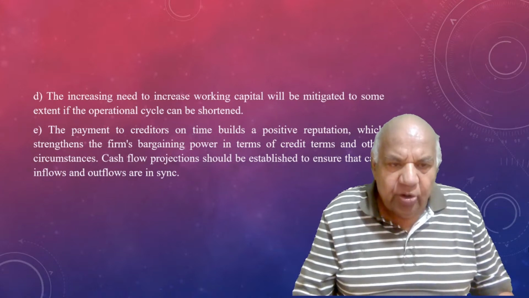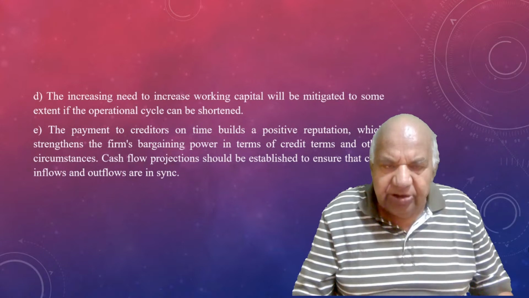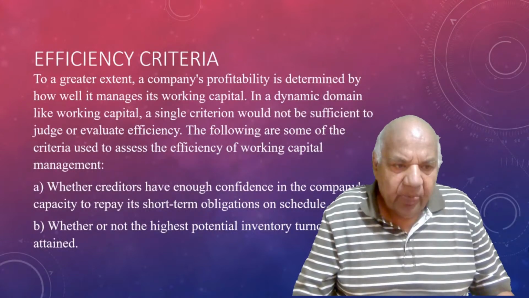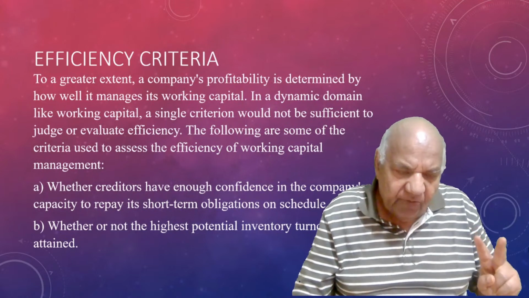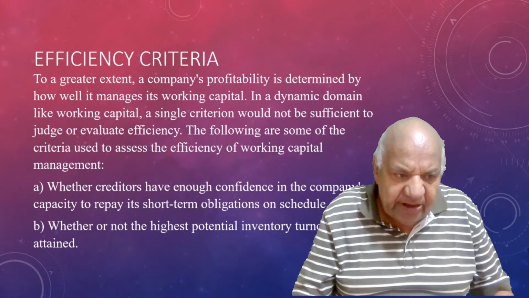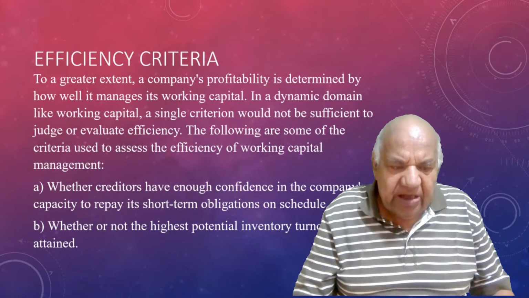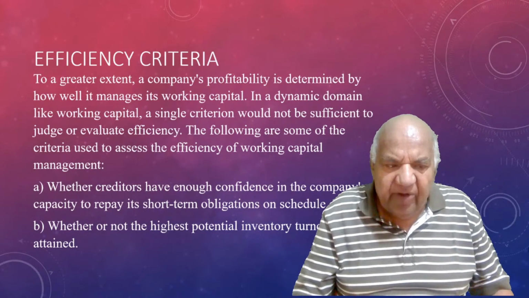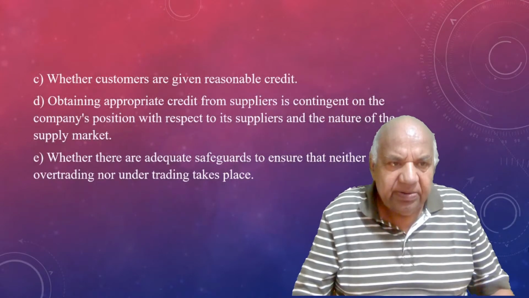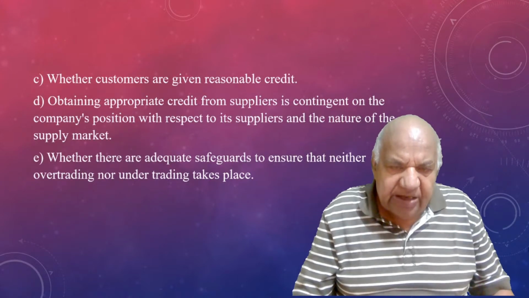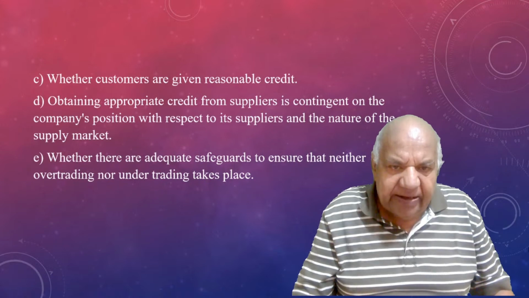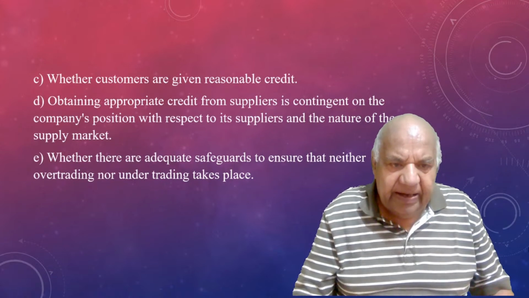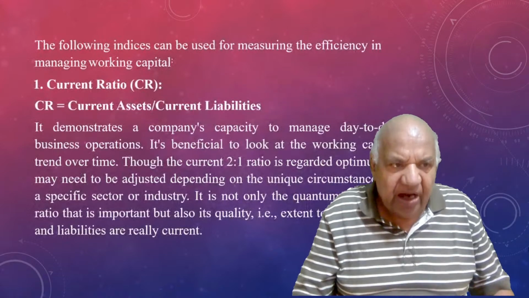The payment to creditors on time builds a positive reputation. Efficiency criteria, 2 points. Whether creditors have enough confidence in company and whether or not the highest potential inventory turnover is attained. Whether customers are given reasonable credit. Obtaining appropriate credit from supplier is contingent on company's position, and these are adequate safeguards.